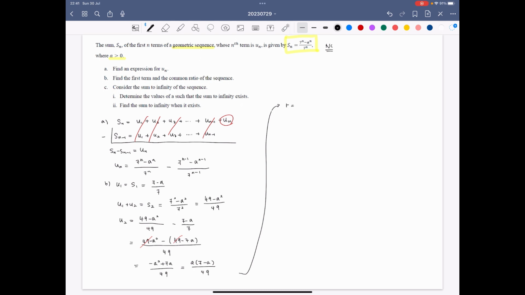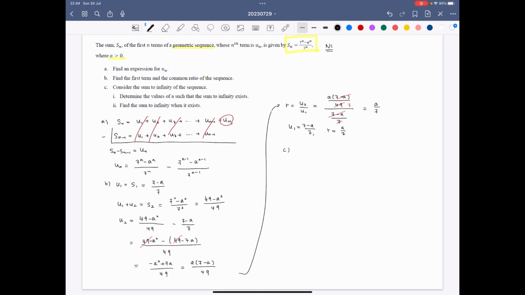And if you're looking for R, then that's U2 over U1, which we can write like, so that's my cat. But anyway, so you can cancel these things out, right? And then like this, and then we're left with just a over 7. Oh, nice. So we have found what we intended to find, right? So the first term, to summarize, is this, and R is this.